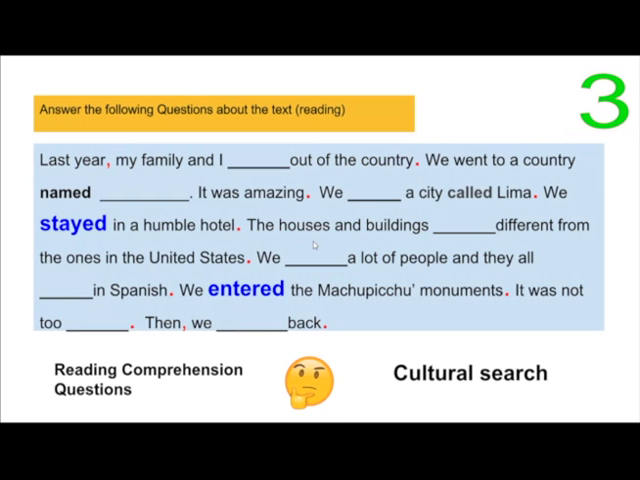So I will ask them, how does Machu Picchu look like, or where is that located, or why are the houses and buildings of this country different from the ones in the United States? Why do they speak Spanish and we don't? I mean, cultural things about this country. Or also, Lima is the capital of... Okay, I think I gave you so many clues.